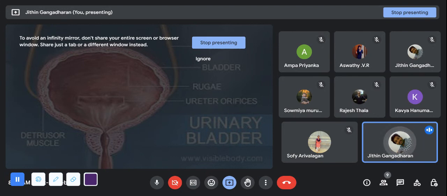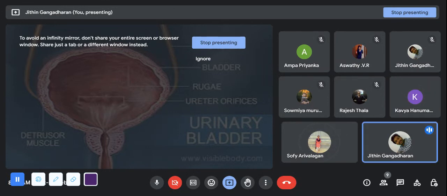Kavya, what is the epithelial cell which is present in the urinary bladder? We have discussed this. Kavya, do you know that? Or Sophie will answer it. Sophie, do you know that? Hello, Sophie. Okay, Rajesh, nobody is answering. Rajesh, what is the epithelial cell which is present in the urinary bladder?